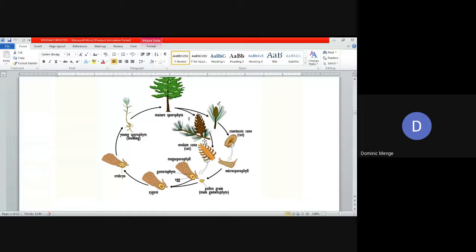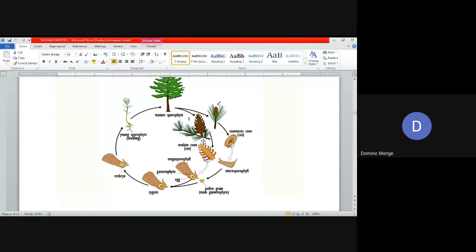The most important thing that we need to mention when we are talking about the life cycle of a gymnosperm is that the pollen grain is transferred from the staminate cone to the ovulate cone by wind. Wind is important compared to other divisions of plants that we have mentioned where water is needed. So the pollen grain enters the ovule via that opening, which is called the micropyle.